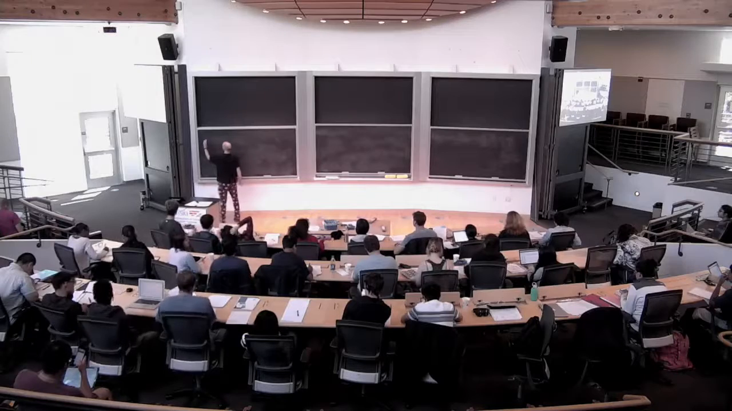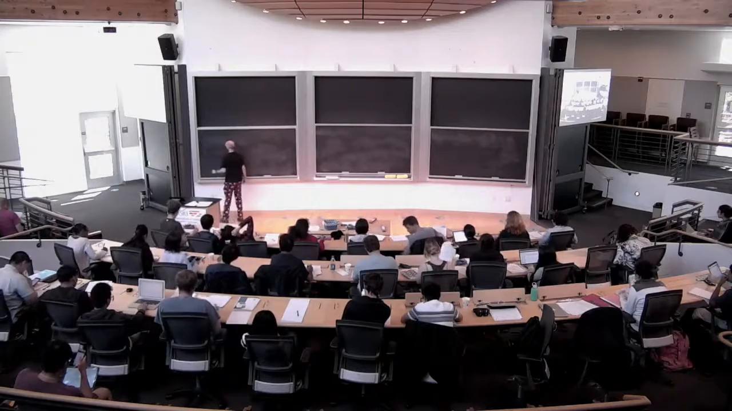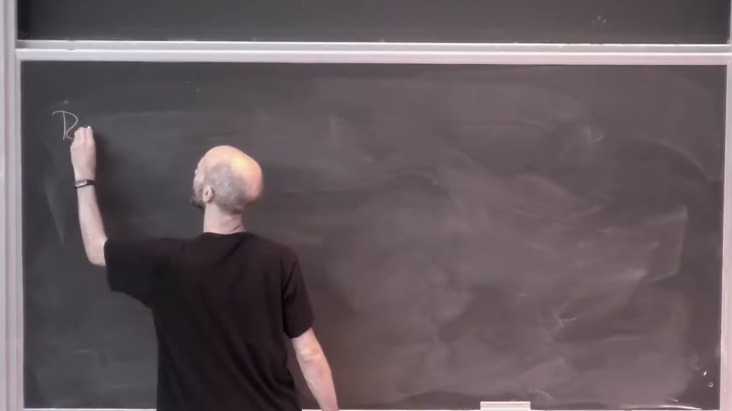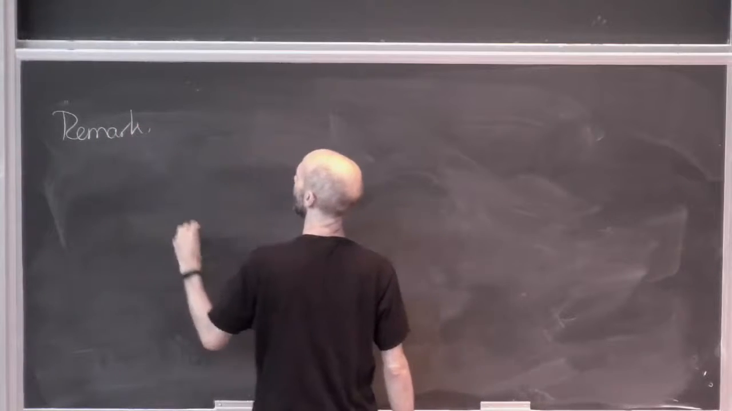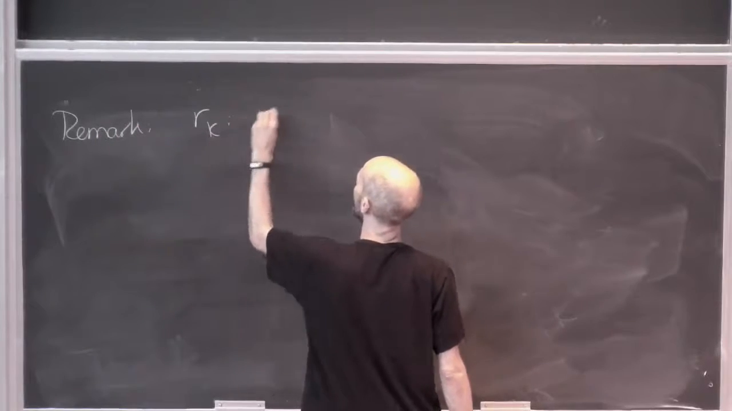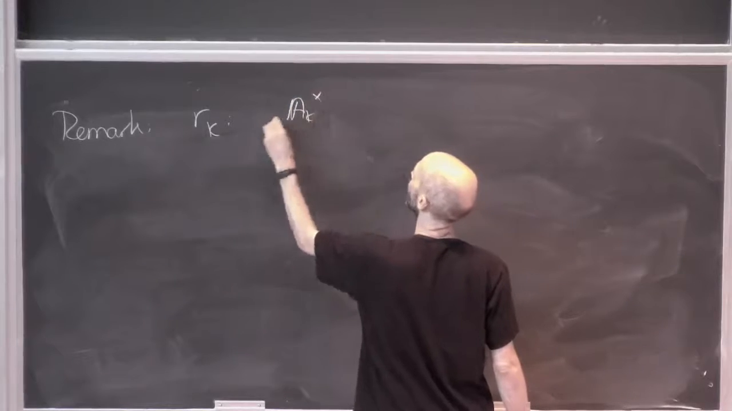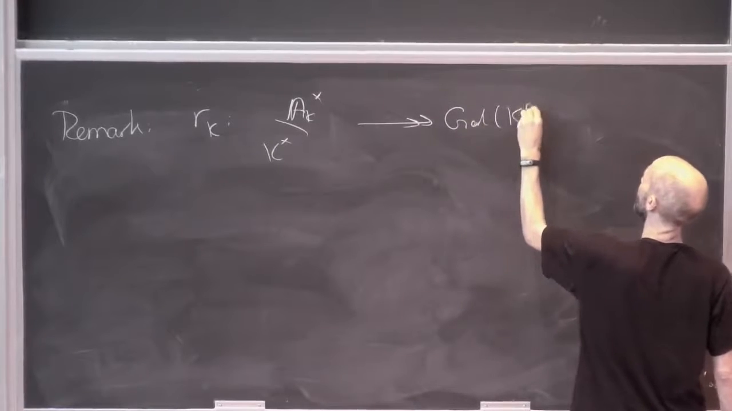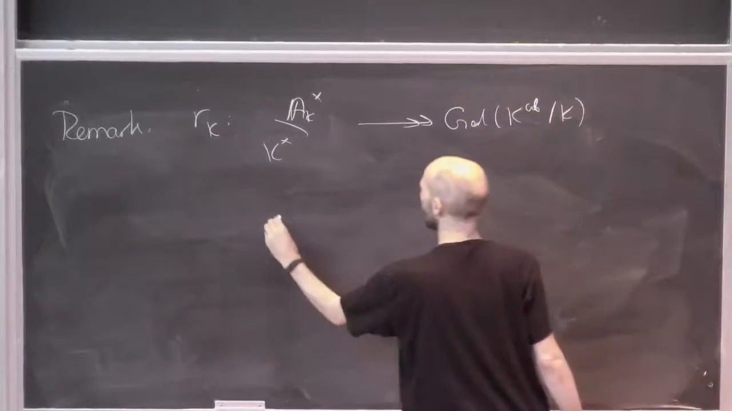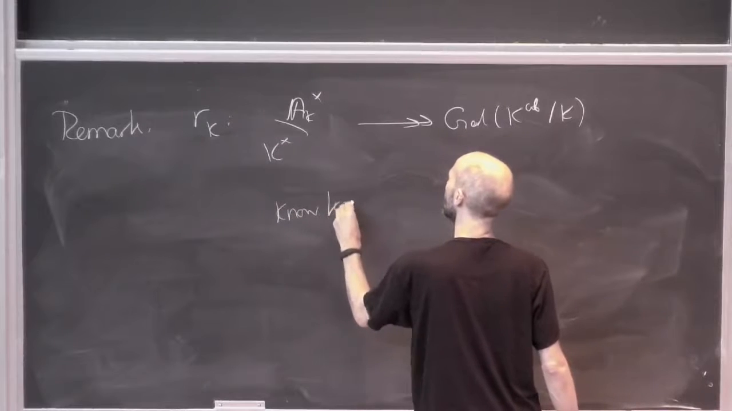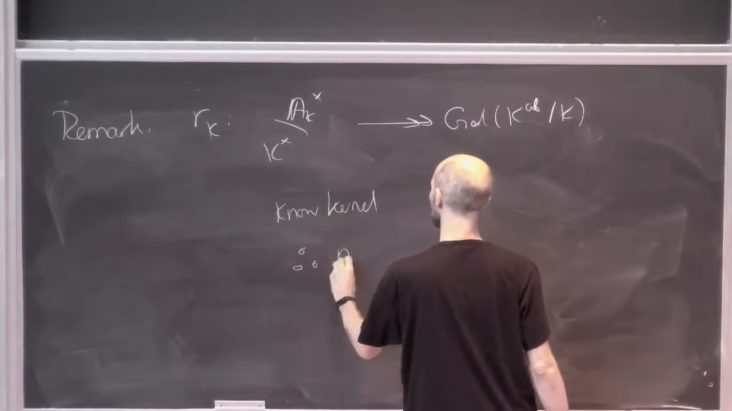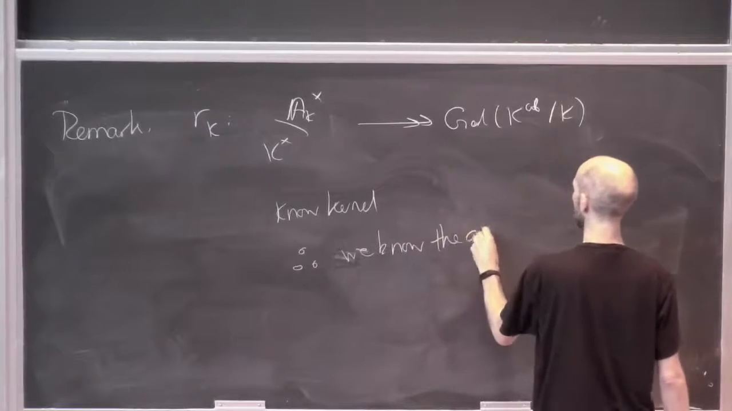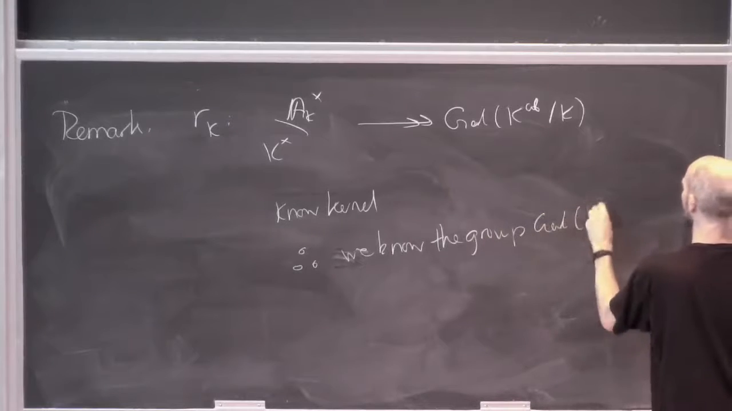All I'm going to say really about the existence of RK, I'm not going to discuss at all how one constructs this RK, but maybe I'll make a remark. We have this RK from AK star over K star, surjecting onto Gal(K^ab/K), right? And we know the kernel. And so therefore we know the group Gal(K^ab/K).